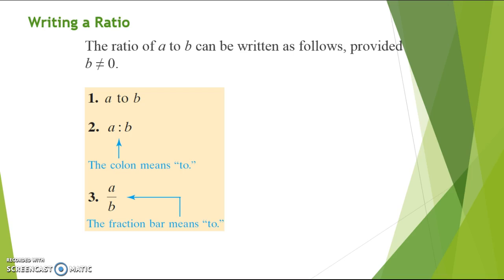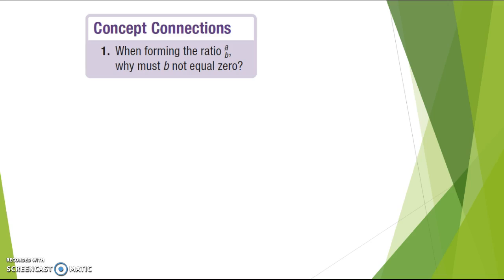The key to this is that B, the bottom number if you're writing it as a fraction, can't be 0. And of course, why can't it be 0? Well, because it's a division problem, right? We can't ever divide by 0. So it should make sense. It should be kind of intuitive that the second number can never be 0 in order for this to work properly.